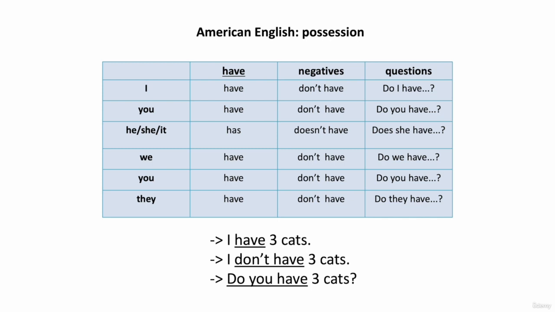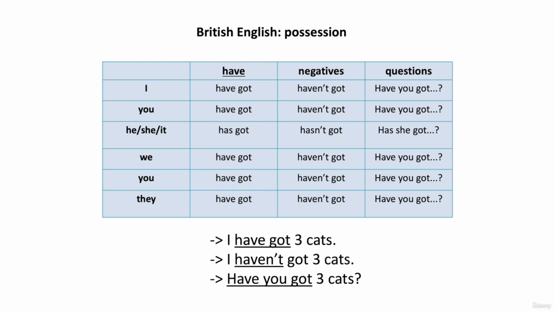Contrastingly, more often in the UK or in British English, to indicate possession, we add the word got. I have got. I haven't got. Have you got? With the pronouns he, she, it, has got, hasn't got, has she got?